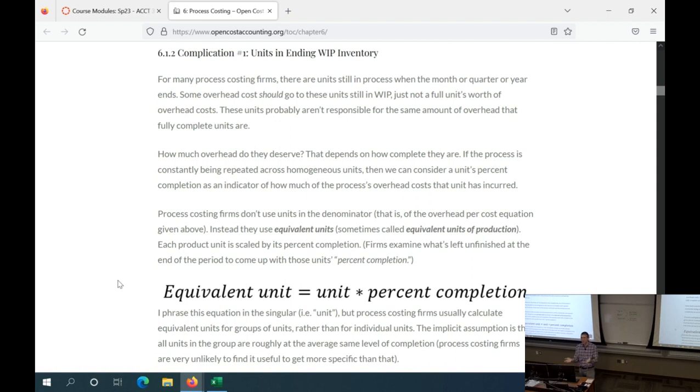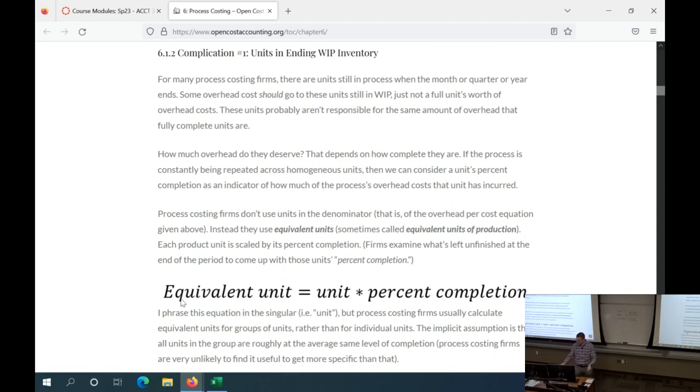You're acting as if, hey, you know what? If we hadn't spent our time folding 100 paper airplanes with 1 fold, we could have folded 25 paper airplanes with all 4 folds. Those 100 paper airplanes with just 1 of the 4 folds that they need is the equivalent of 25 complete paper airplanes. That's the equivalent unit idea. So we're going to take the percent completion, 25%, times the number of units, 100, or physical units. Sometimes it's called physical units right here to differentiate it. And we end up with 25 equivalent units in ending work in process.